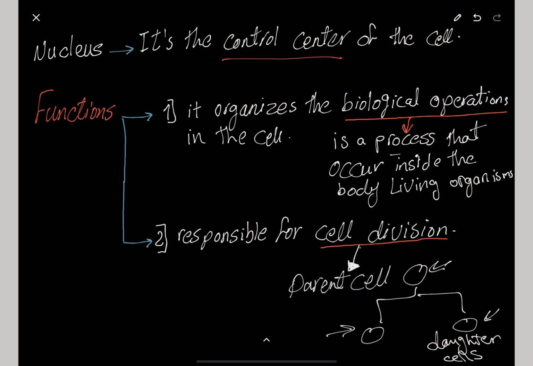So the nucleus is the control center of the cell. Its function is to organize the biological operation, which is the processes that occur inside the body of living organisms. And it's responsible for division, where the parent cell is divided into two or more daughter cells.